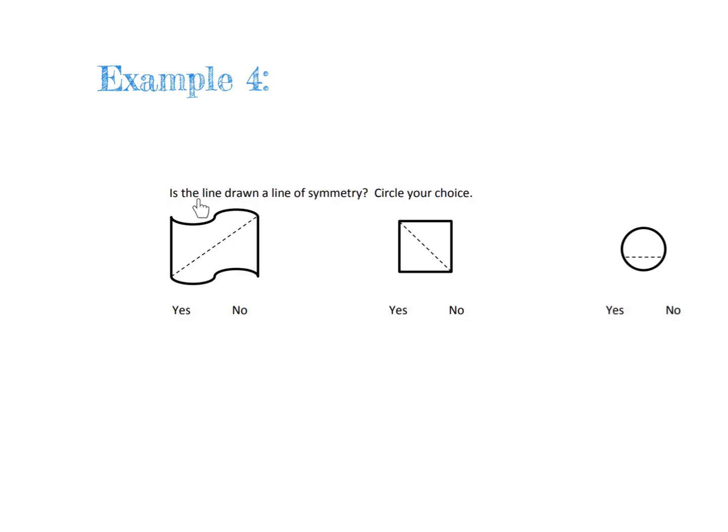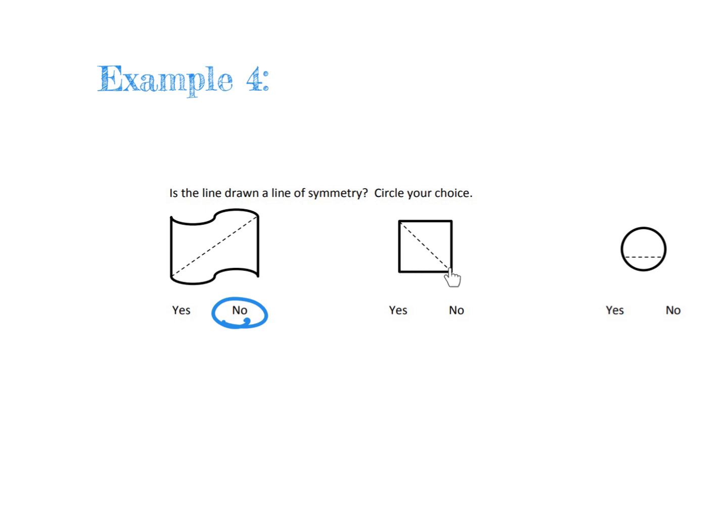Example 4. Is the line drawn a line of symmetry? Circle your choice. For the first example, this line goes through the diagonal. If this corner was folded to this corner, this would not be a line of symmetry. So we're going to circle no.